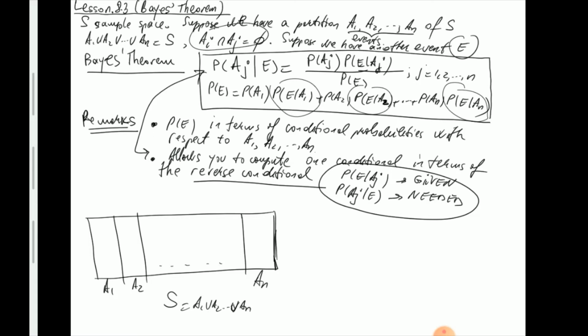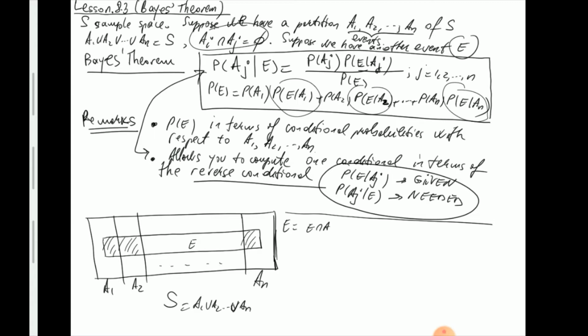So a typical event E will typically overlap some or all of these pieces in the partition. So this is the event E. And here are the overlapping parts with the partition. So if you think about it, this event E is made of non-overlapping pieces.